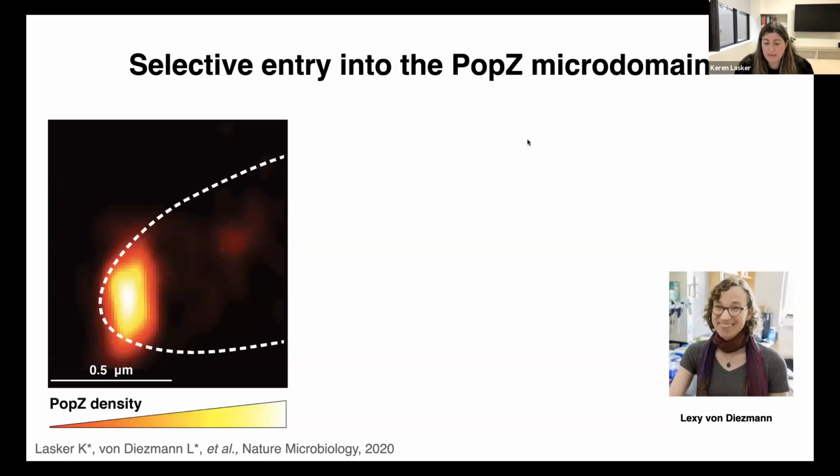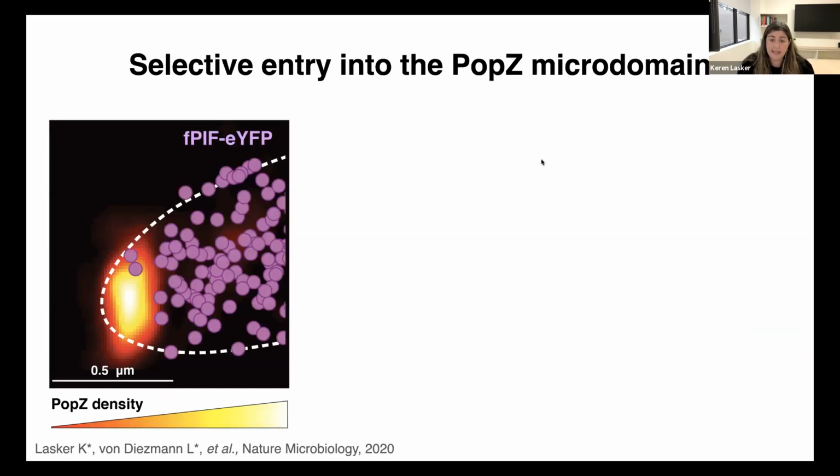And to perform these experiments, we collaborated with a super talented PhD student at the time, Lexi von Diezmann, who was a PhD student in the lab of W.E. Moerner at Stanford. And what I'm showing you here are single PopZ molecules colored by density, with red indicating low density and white indicating high density.